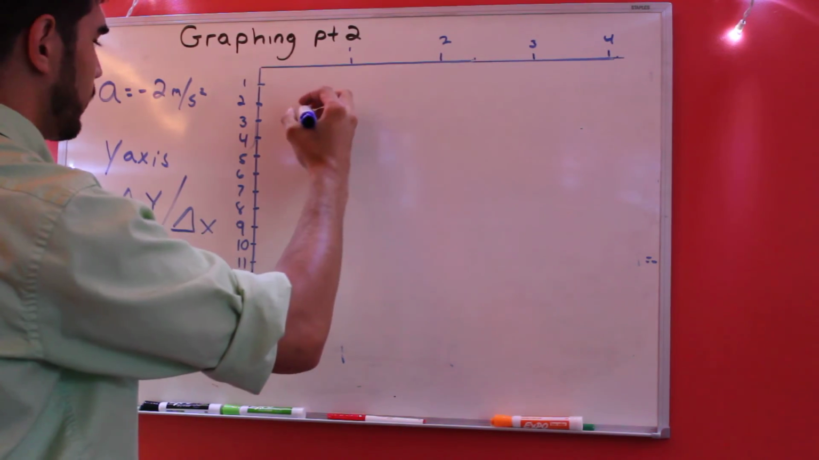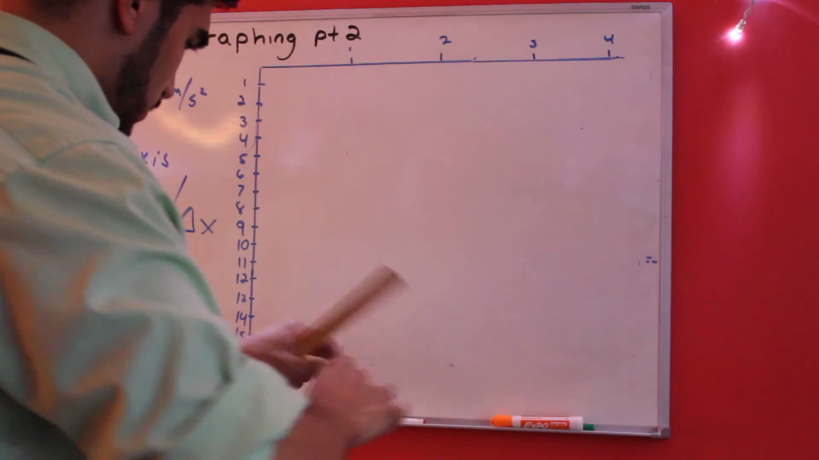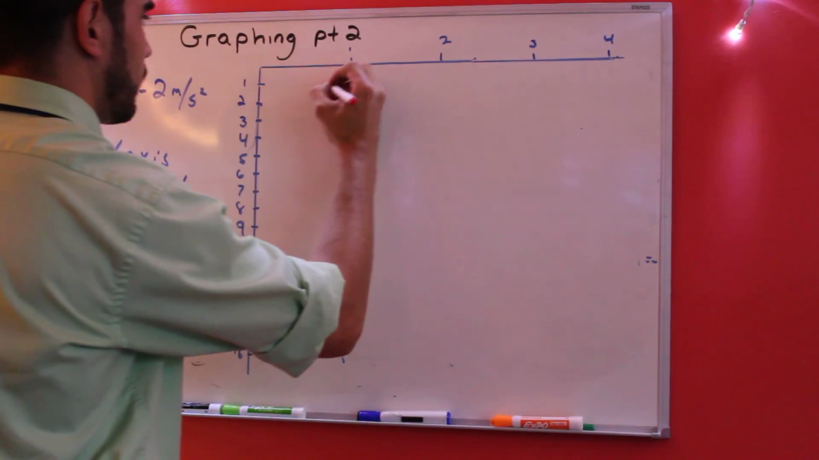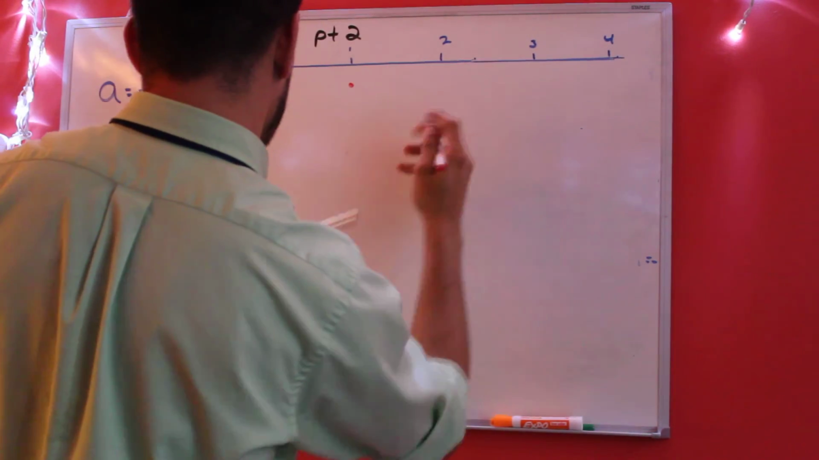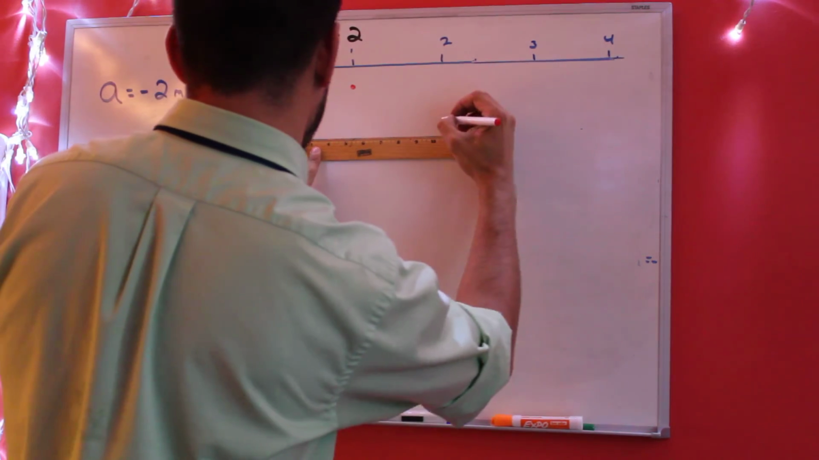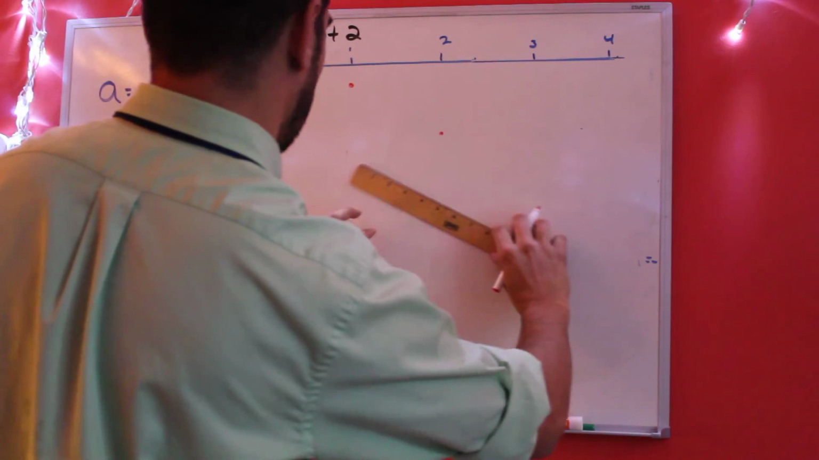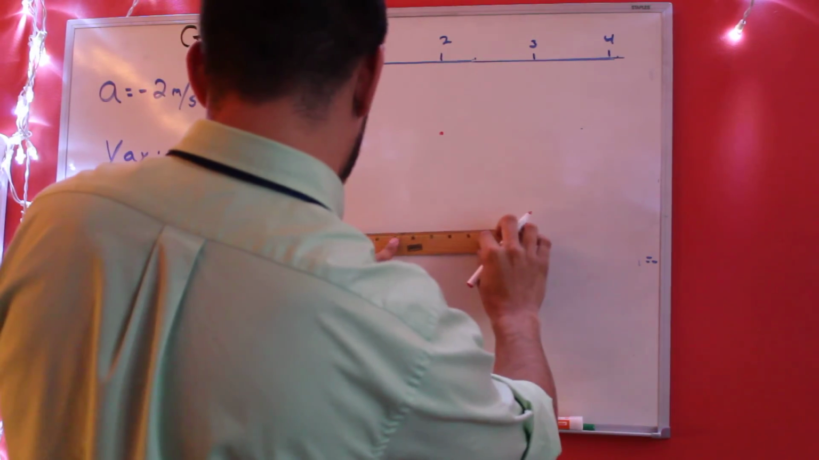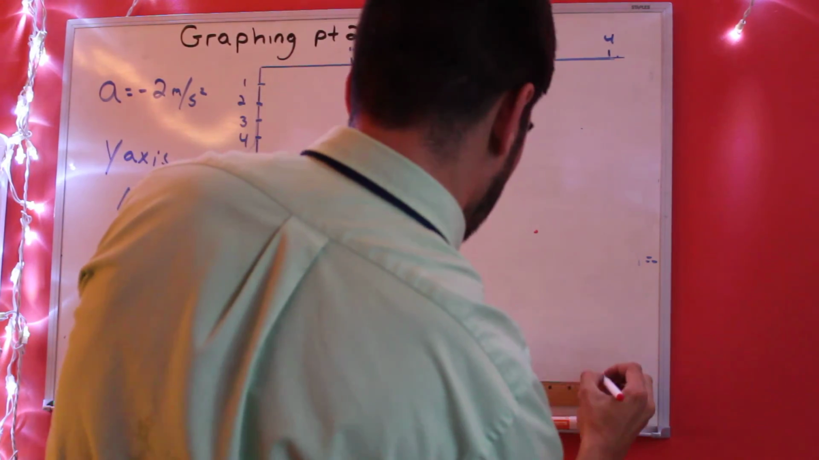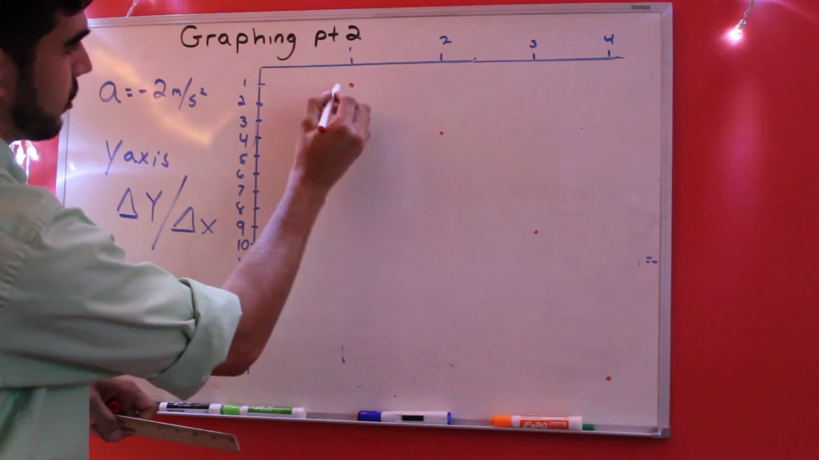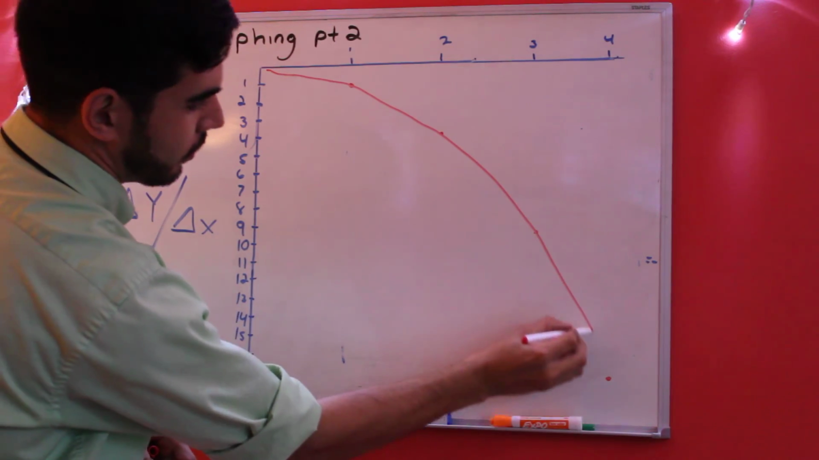So when we were at point 1, I'll do this in red, we had displaced 1 meter. When we were at point 2, we had gone 4 meters. When we were at point 3, we had gone 9 meters, so kind of hard to get this. When we were at point 4, we're down to 16. And what you see is a curve. You see that this thing is a little curve.